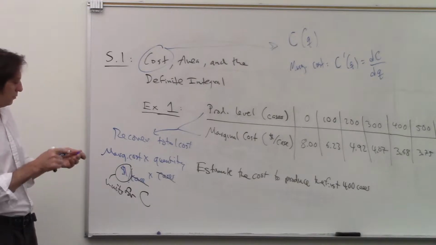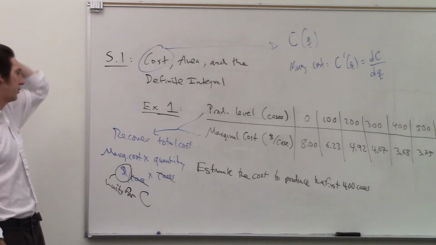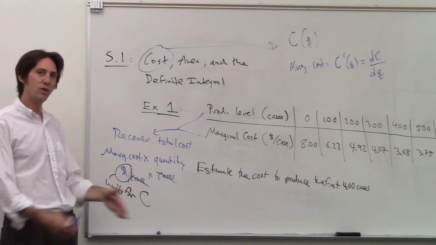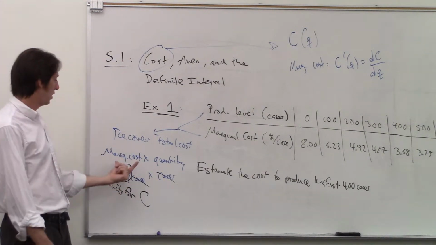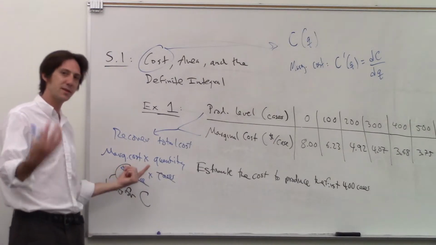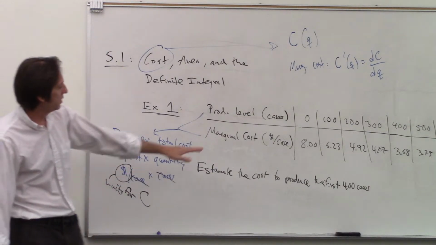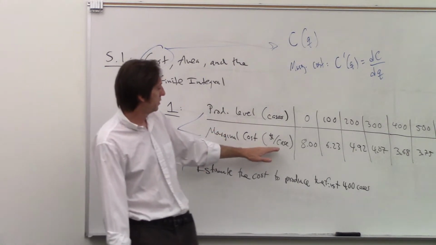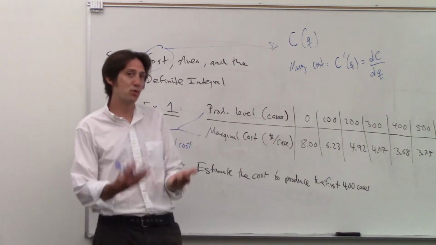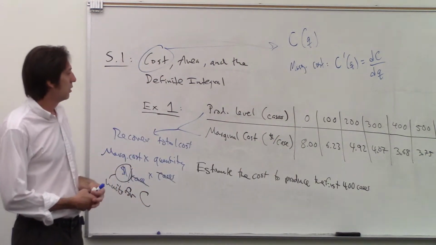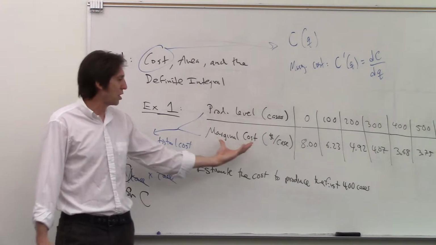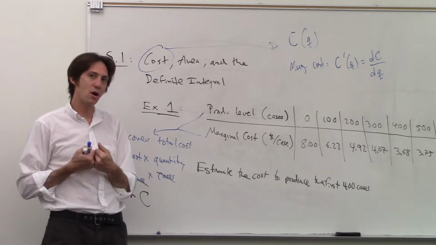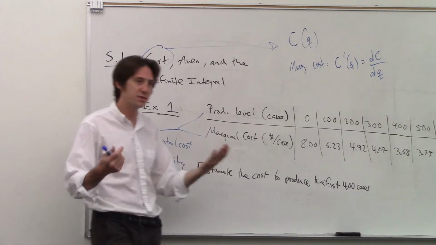The problem, as we can see in this example, is that multiplying marginal cost times quantity only gives you cost if the marginal cost is constant. But here, as we can clearly see in the table, the marginal cost varies depending on my production level. So I can't just multiply a single marginal cost number by the production level in order to recover cost, because the marginal cost is varying.